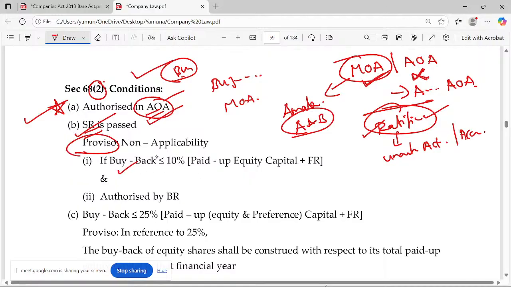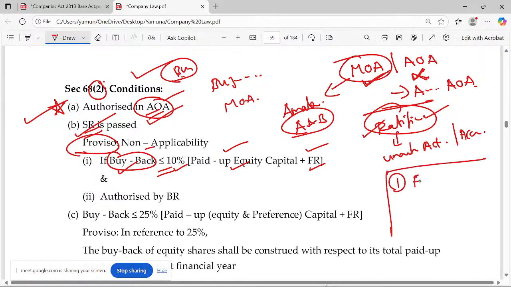Proviso, where it is applicable: not applicable if buyback is less than 10% of paid up equity plus free reserves. How much are you going for buyback? Not applicable if buyback is less than 10%. 10% of what? Aggregate of paid up equity and free reserves. We have to discuss this angle.